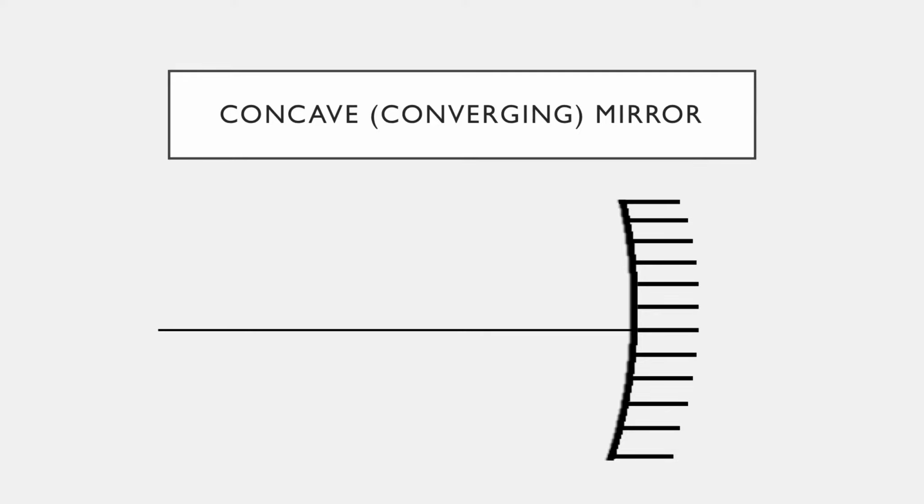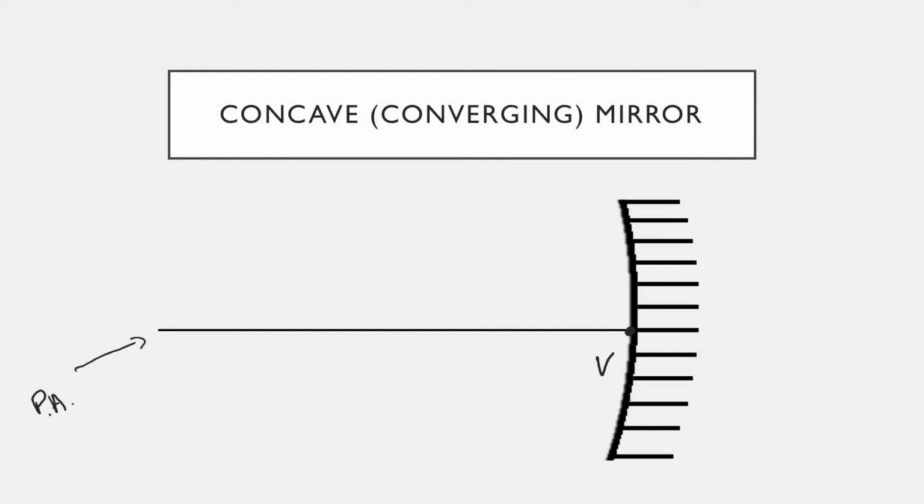When light interacts with a concave mirror, it follows one of four very specific and predictable patterns. The first thing is we need to identify different parts of the mirror. So your concave mirror is going to be broken down into three different sections. The first part is the vertex, which is right where the mirror meets what we're going to call the principal axis.